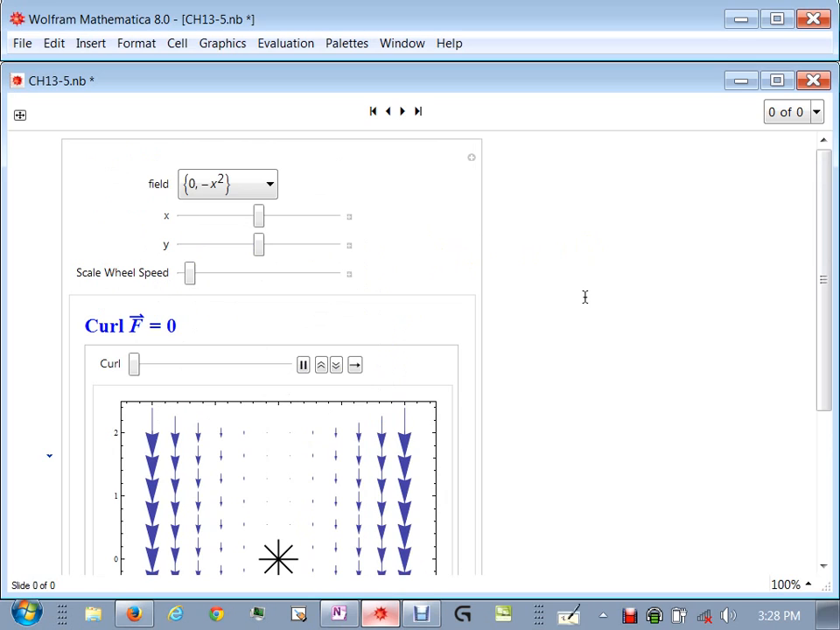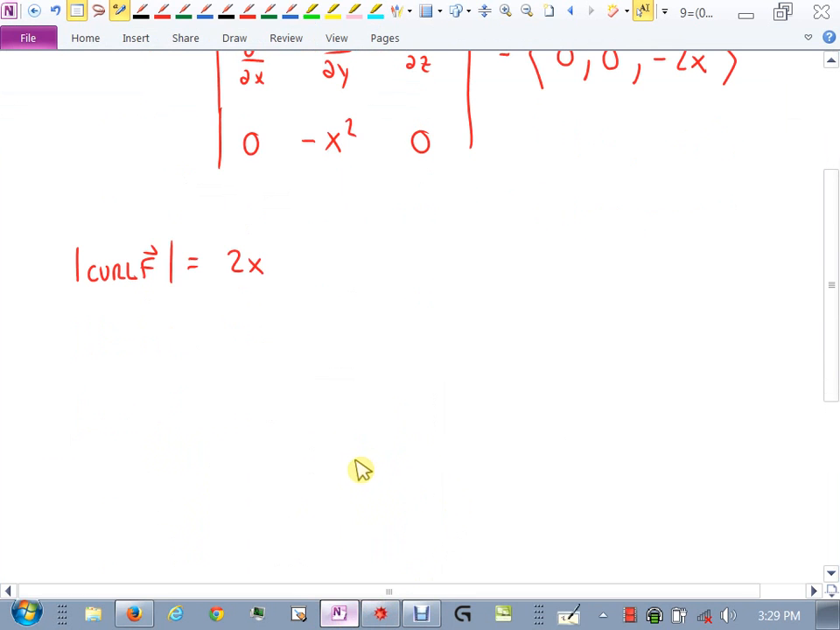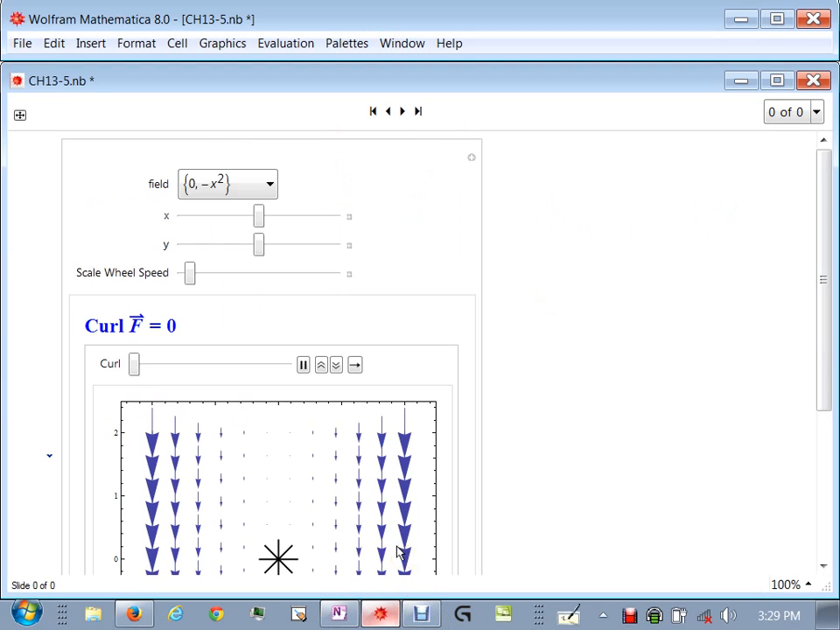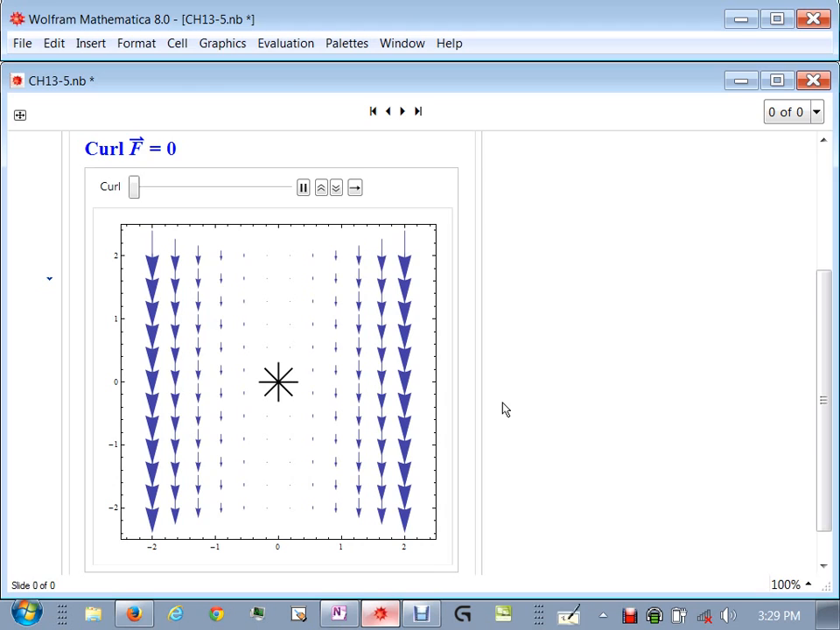The vector field was 0, negative x squared, right? We extended that out into 3-dimensional space. We said the curl would be what? 2x. The magnitude of the curl was 2x. And if you look at what we had gotten, the curl vector, 0, 0, negative 2x. Which way is that pointing? If this is like the xy plane, the curl vector is pointed out towards us, right? Curl is pointed towards us. So imagine, or into the paper, it doesn't matter.